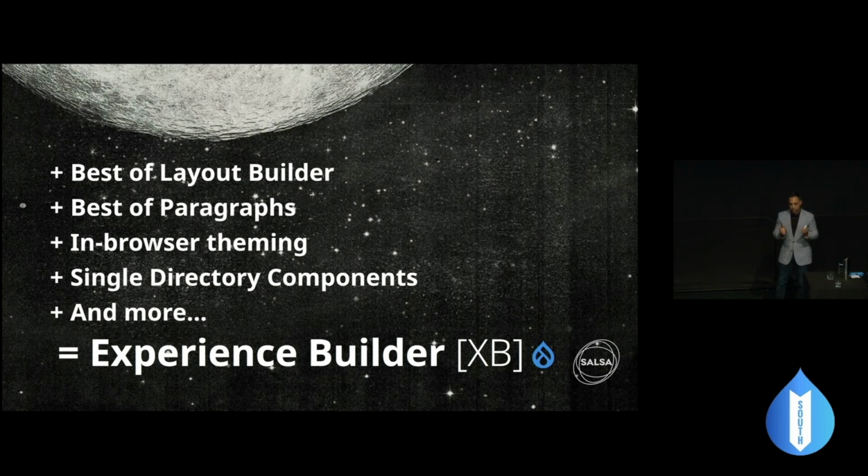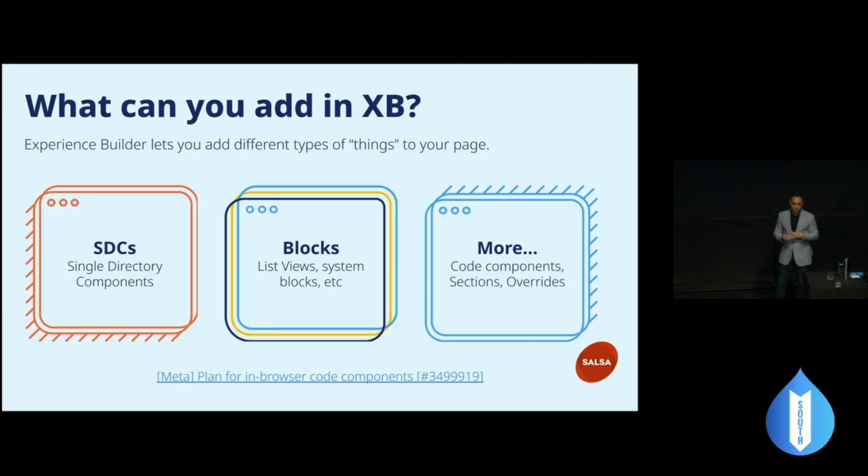Basically, what it's trying to do is get the best of Layout Builder, the best of Paragraphs, and in-browser theming, and then use single directory components to build out what is Experience Builder. So what's actually in Experience Builder? It allows you to add different things at the moment. This is all a bit new. You've got single directory components, blocks, list views and system blocks, and then there'll be more things added, like code components, sections, and overrides.